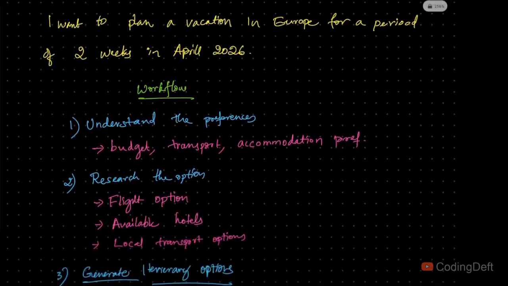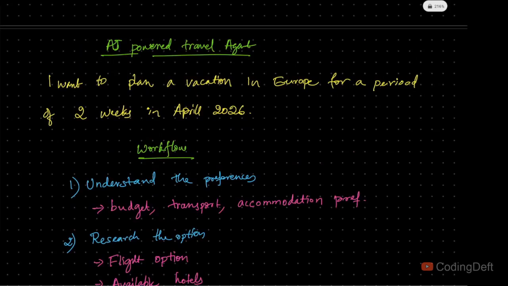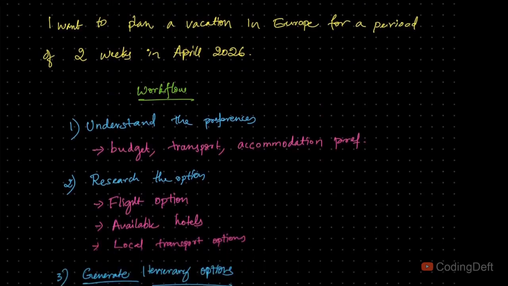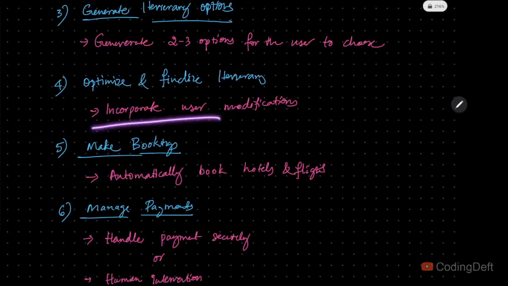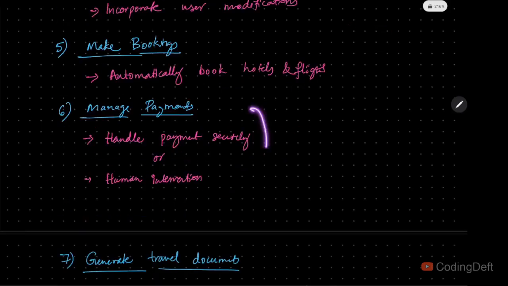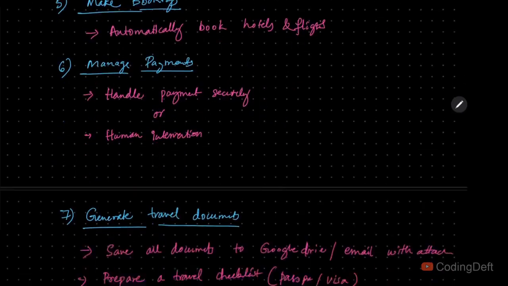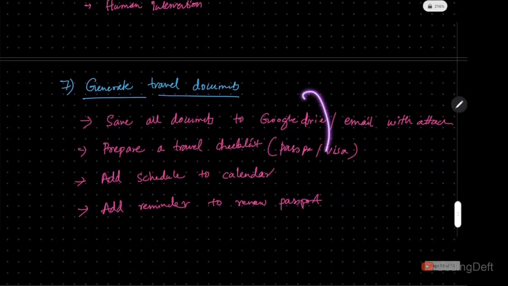So those are all the different steps in an AI powered travel agent workflow. First it needs to understand the preferences, then it needs to research different options and provide the user with different options. The user can ask it to provide more options or modify the existing option. After all the modifications are done, it can go ahead and make the bookings and manage the payments or ask the user to do the payment. And finally, it will generate the travel documents and add the schedule to the calendar.